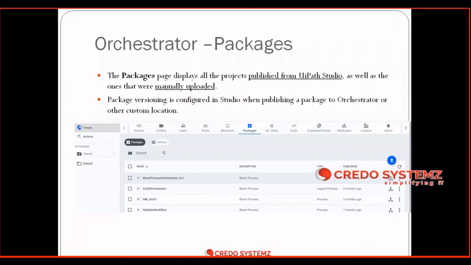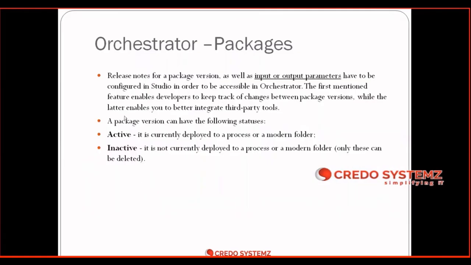You can right click, and once it is already installed and you want it to be downloaded to a different studio, you can download it and you can view your code. So that is also available. Okay, versioning comes into existence whenever you publish to the orchestrator. Then you have the package version.